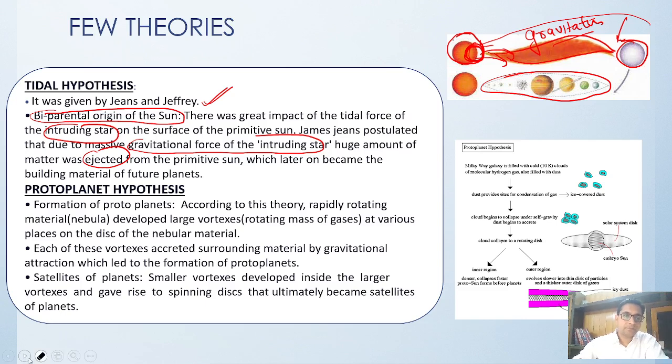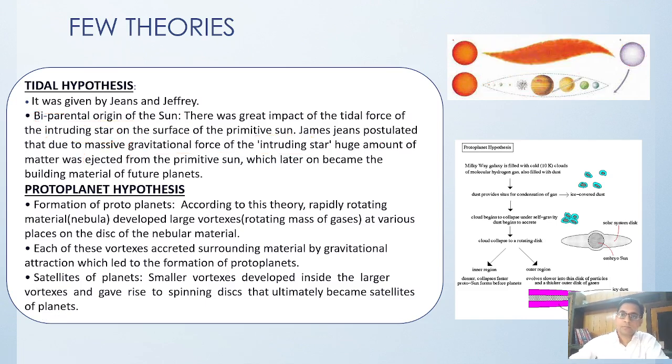I'll explain one more time. This was an intruding star, and this was the primitive sun. When this intruding star was passing nearby the sun, because of the gravity of this intruding star, a lot of material from this primitive sun got ejected.